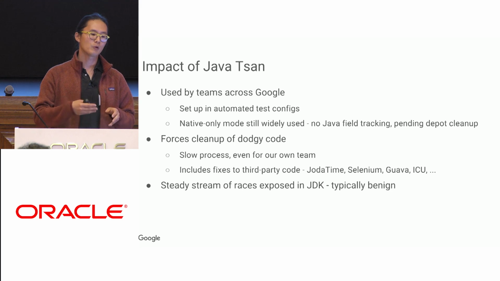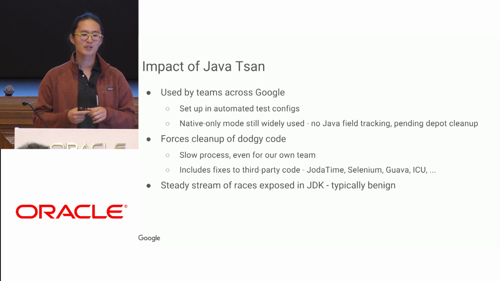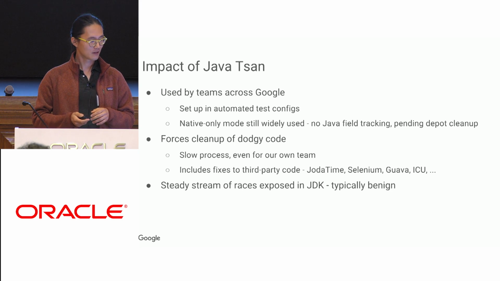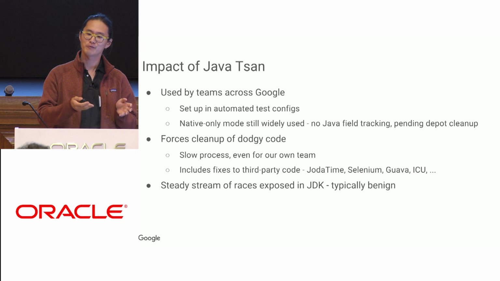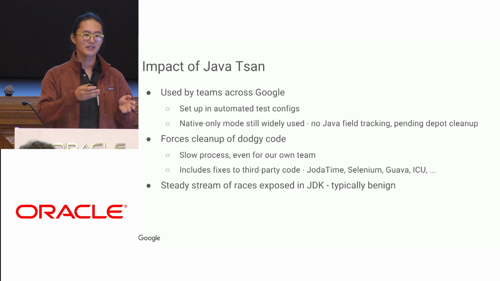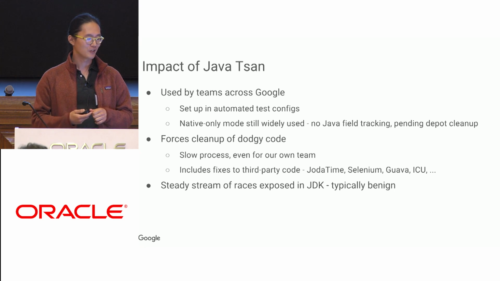And typically, though, when we go ask the experts, they say, yeah, that's benign, don't worry about it. So typically what we do is we suppress them, because the reason we're doing this tool is because users want to figure out what the data races are in their own code, not necessarily what all the races are in the JDK itself.